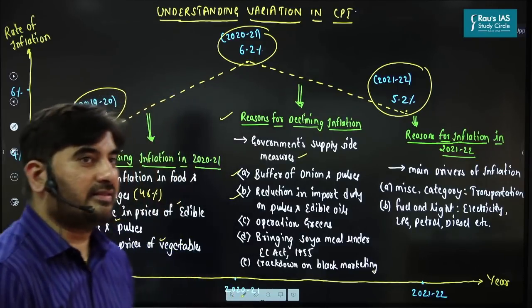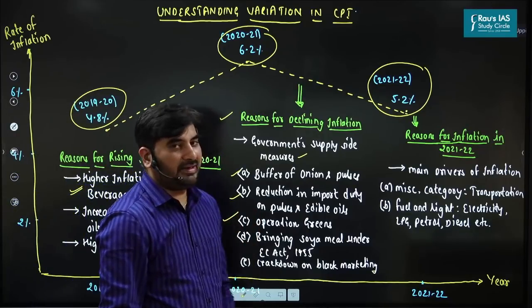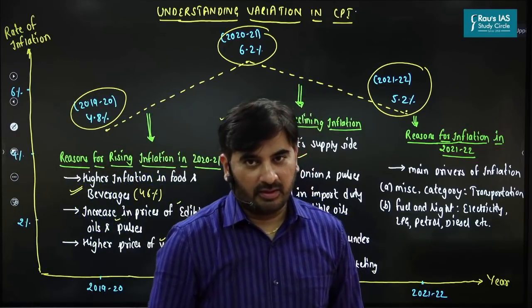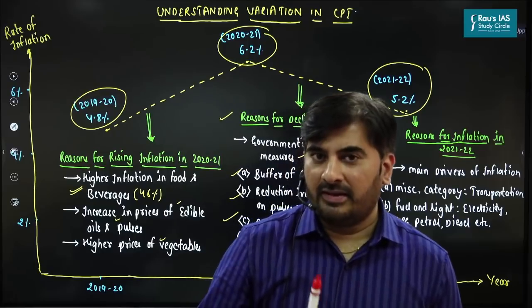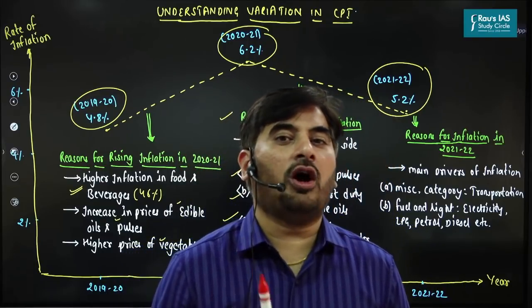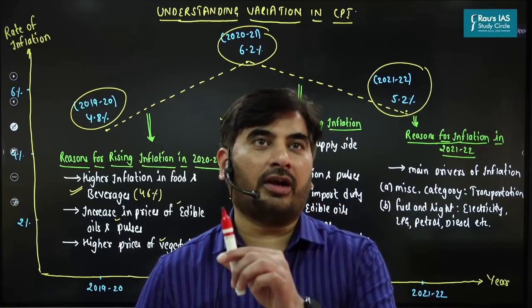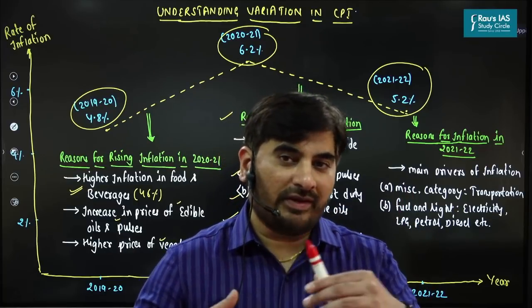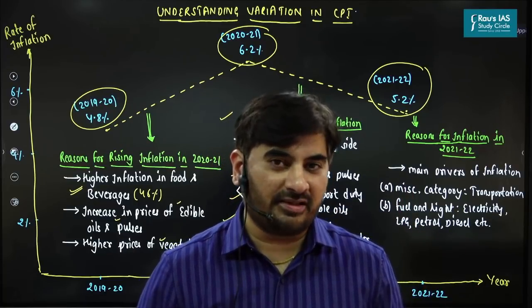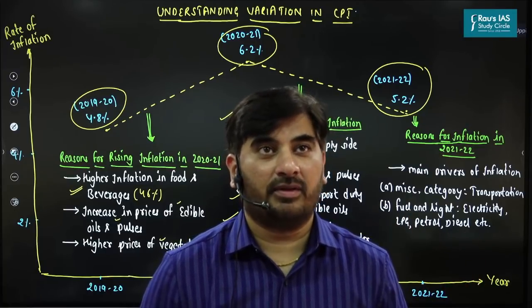So that was the second step. Third, we have efficiently implemented Operation Greens. I hope you know that initially when Operation Greens was launched, it covered only the top commodities, that is tomato, onion, and potatoes. But later we have expanded the scope of Operation Greens to more than 40 perishable commodities.